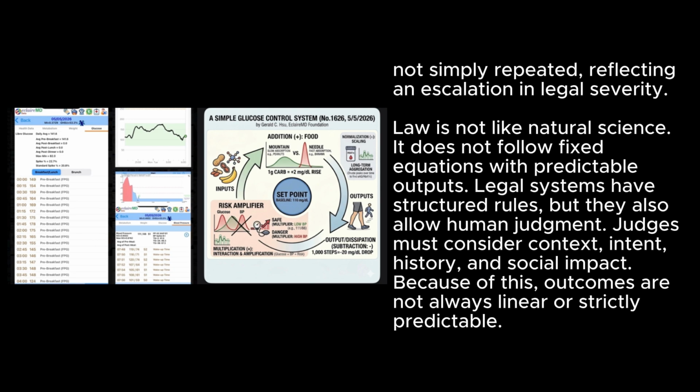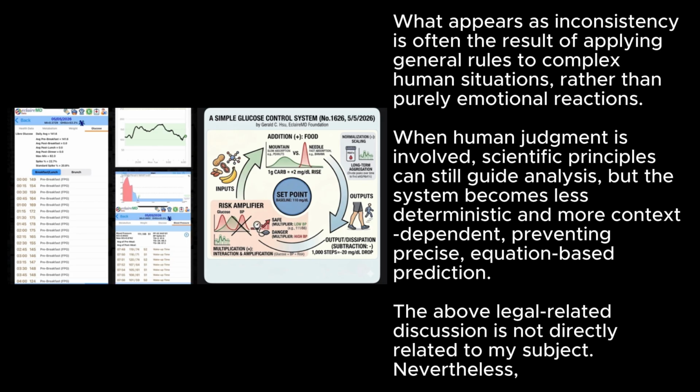Legal systems have structured rules, but they also allow human judgment. Judges must consider context, intent, history, and social impact. Because of this, outcomes are not always linear or strictly predictable. What appears as inconsistency is often the result of applying general rules to complex human situations, rather than purely emotional reactions. When human judgment is involved, scientific principles can still guide analysis, but the system becomes less deterministic and more context-dependent, preventing precise, equation-based prediction.